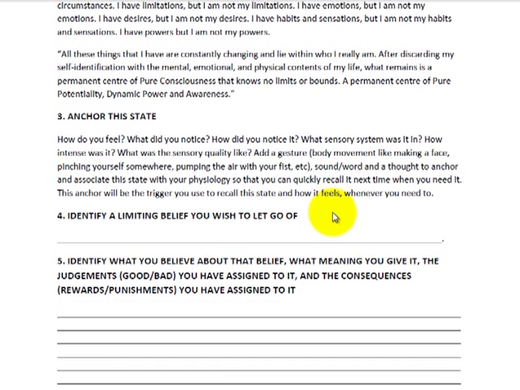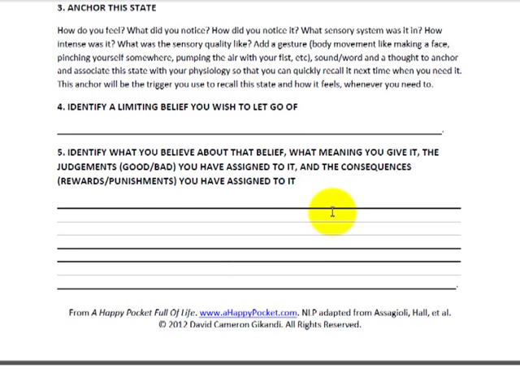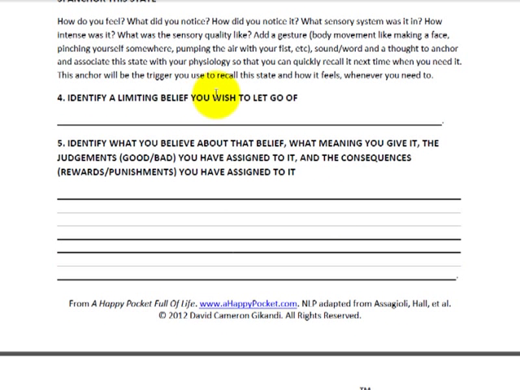So then the next stage, number 4, is to identify the limiting belief that you wish to let go of. You've already, by now, I'm sure you've identified it, but you write it down here. Then identify what you believe about that belief. In other words, what meaning do you give it? Specifically, what judgments do you give it? A judgment is good or bad, and usually that is about you.